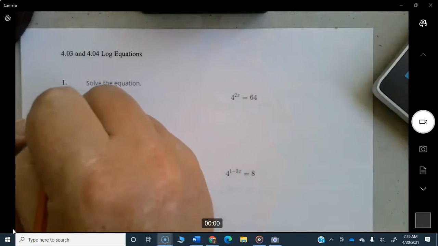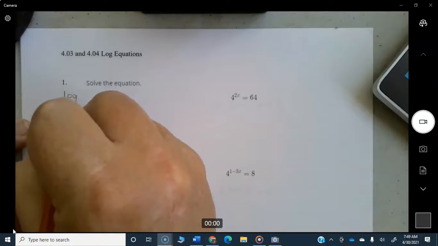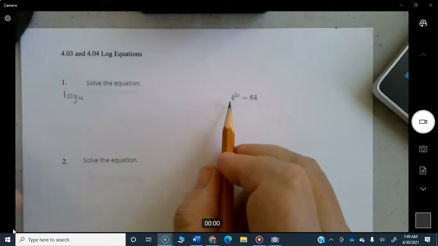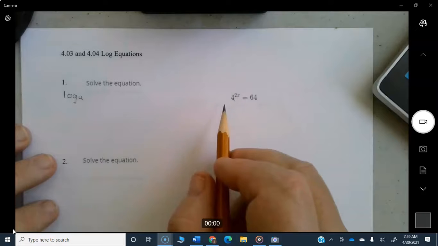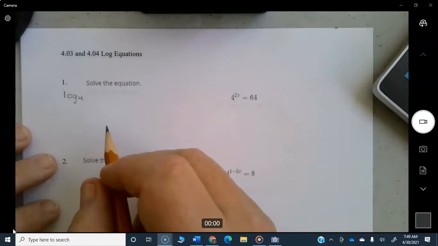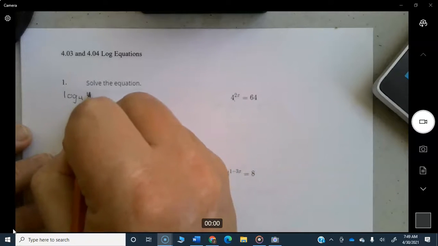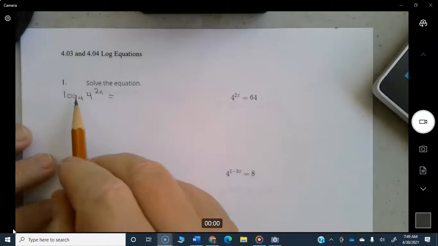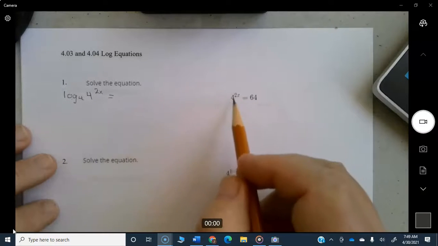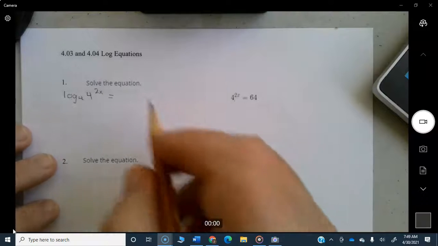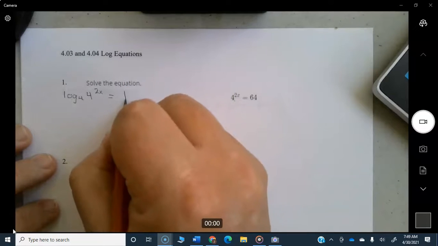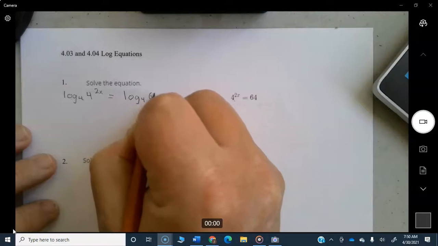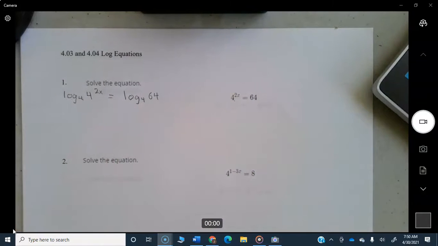If we come over here and write log, and it has to be a base 4 because this is the base of the exponent. It can't be log base 10. So log base 4 of 4 to the 2x, that's going to equal, now I can put the log base 4 in front of this as long as I do the same thing in front of the other side. Anything you do to one side, you have to do to the other. Log base 4 of 64. Okay, so that's a legal maneuver.